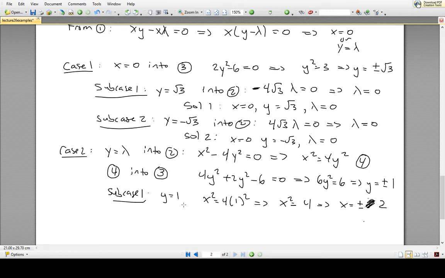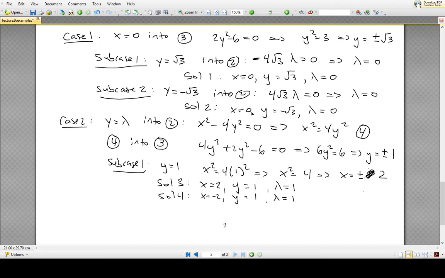Okay, so that gives me a couple. Now I have the situation where y is equal to 1, x gives me plus or minus 2, and lambda is equal to y, because that's what I actually started with in this case. So in this situation, I have two more solutions. Solution 3 is that x is equal to 2, y is equal to 1, and of course, I started this case by assuming y was equal to lambda, so lambda is also equal to 1. But I have solution 4 as well, and that is x is equal to negative 2, y is equal to 1, and lambda is equal to 1.